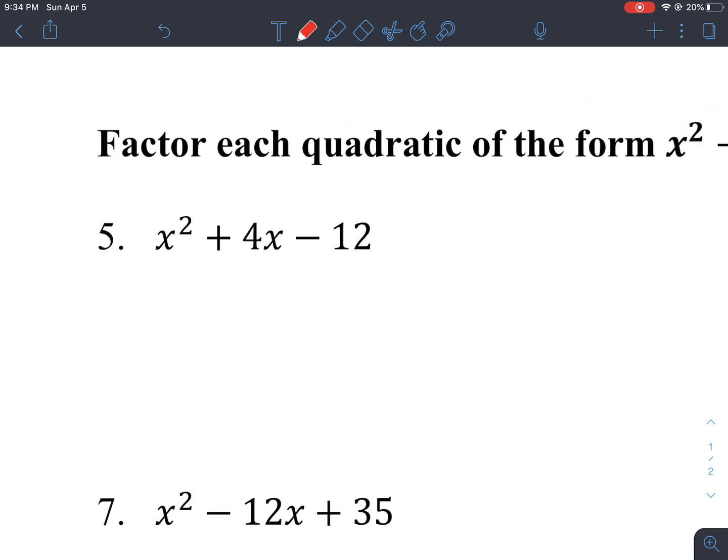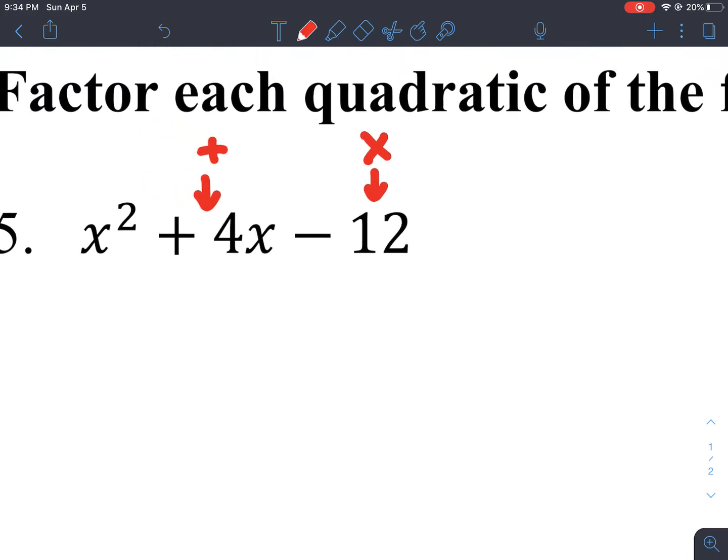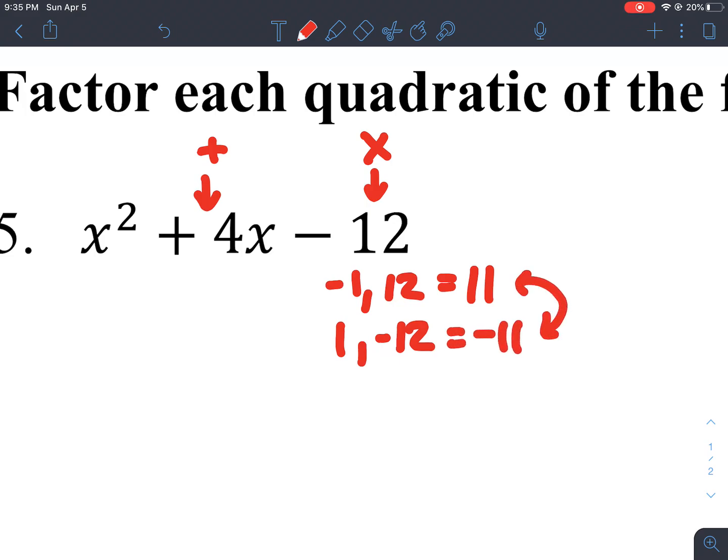So when I look at number 5, x squared plus 4x minus 12, I ask myself, what two numbers are going to multiply to negative 12 and are going to add to positive 4? We've talked about this several times. If we're going to multiply to a negative number, that means one of the two values or factors has to be negative. So for example, if I did negative 1 and 12, negative 1 times 12 is negative 12. When I add those, I get positive 11, so that's no good. If I did positive 1 and negative 12, that's still going to multiply to negative 12, but 1 and negative 12 is negative 11. So we see that these two are really just opposites.